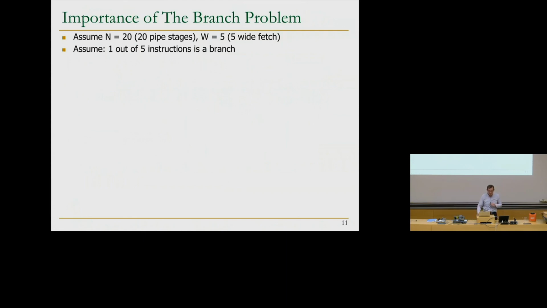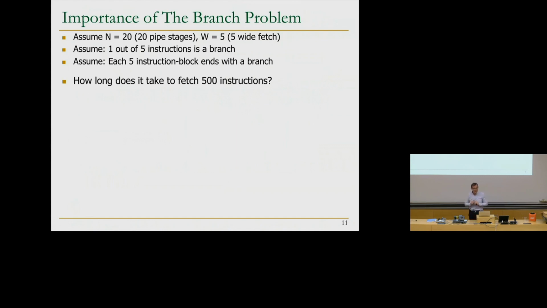What is our IPC going to be? So we're going to assume 1 out of 5 instructions is a branch. And we're going to assume each 5 instruction block ends with a branch. So we're going to fetch 5 instructions, and the last one is a branch. Assume this always. So the key question is, how long does it take to fetch 500 instructions? But of course, I didn't give you enough information.